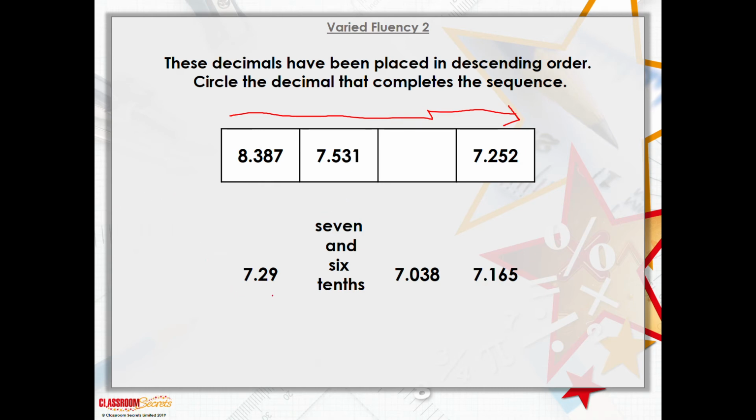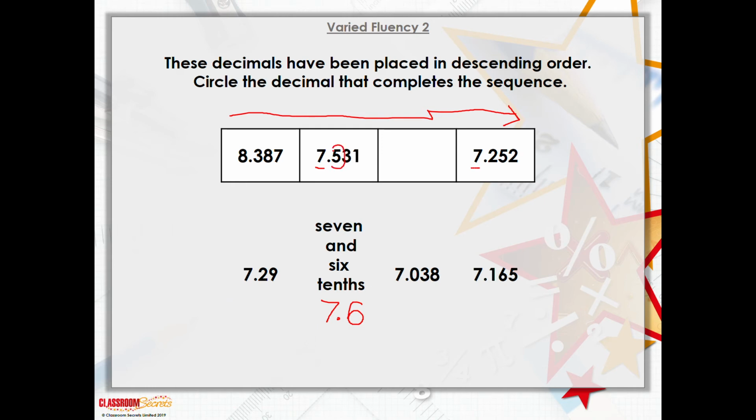We've got 7.29, 7 and 6 tenths. What does that mean? Well, it means 7 whole ones and 6 tenths. I'm just going to jot that down. 7.038, 7.165. So I've got to put it here. So I'm going to look at my numbers first, either side. I've got 7 point and 7 point. So that doesn't really help me.